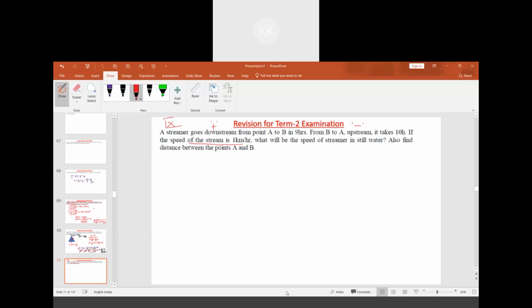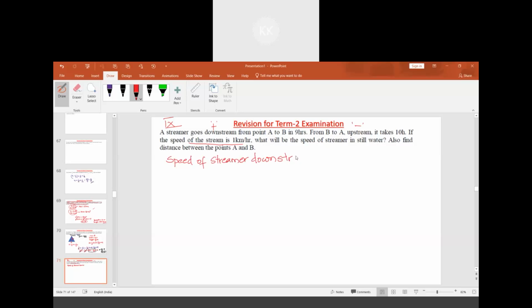So how to go about this question? Suppose I consider the speed of the streamer in still water to be x, and the speed of the stream should be added to that. So what will be the speed? x plus 1. Speed of the streamer downstream.